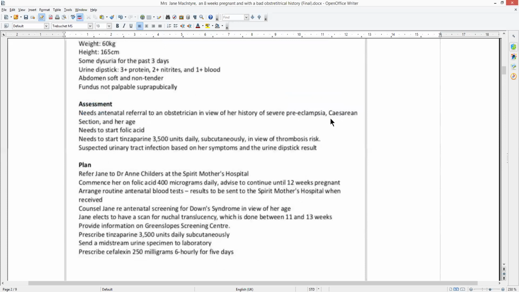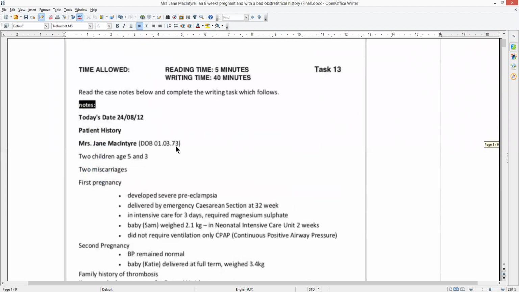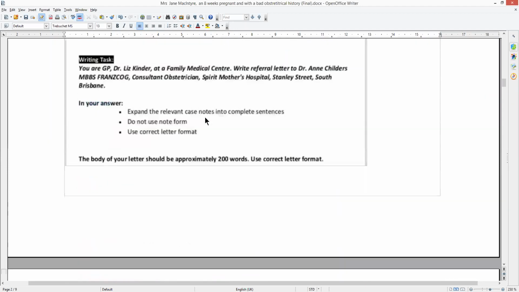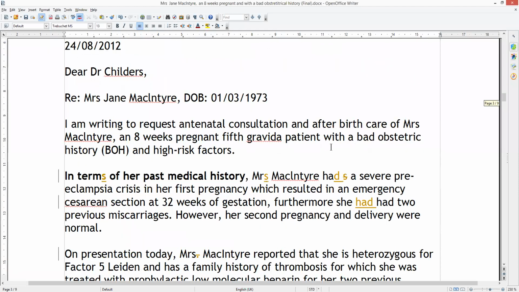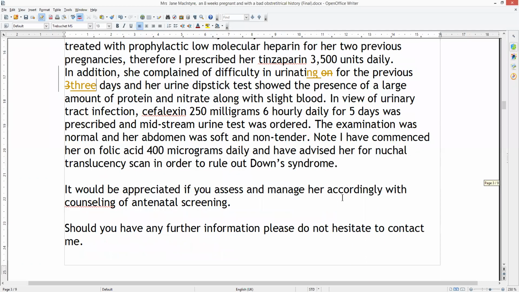So this is the important stuff. This is the main issue. Severe pre-eclampsia, she said previous caesarean, and her age, because she is 38, I think now, is it 38? Yeah. So age is a factor, miscarriages, so that's the important stuff. So obstetric history, high risk factors, okay, that's good. Review of urinary tract infection, okay, examination normal, okay. Measure of coiling with counselling, antenatal screening.